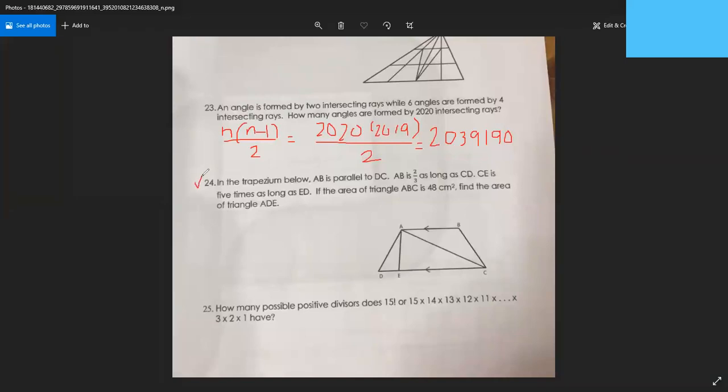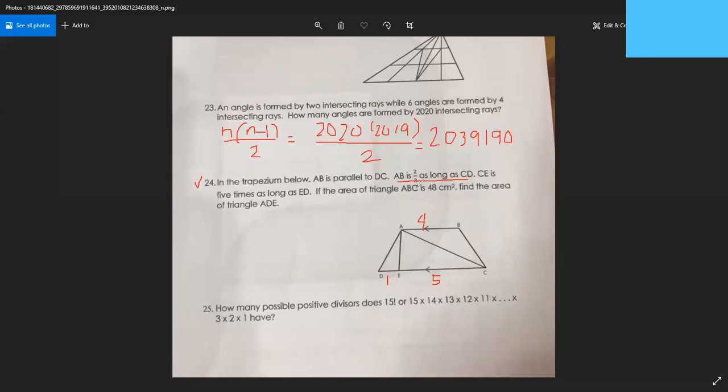Okay, now for number 24. AB is 2/3 as long as CD. CE is 5 times as long as ED. Let us assume a number here. I don't want to use letter X. If DE is 1, therefore EC is 5, correct? Now, AB is 2/3 as long as CD, so it means that this will be 4. Correct.